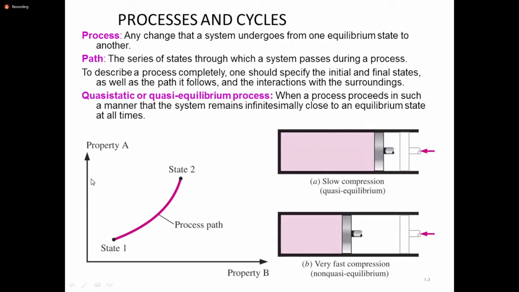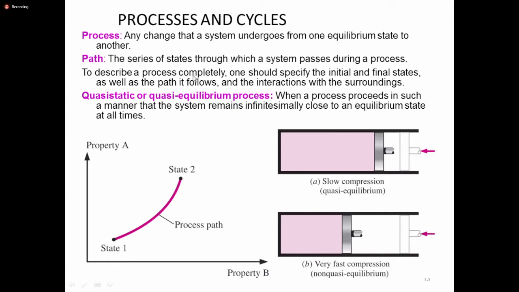At state point 2, the property A is different than the previous case. So we also have a new property at point 2, and new property B at point 2. The process which happened between state point 1 and state point 2, that thing we generally call a process.